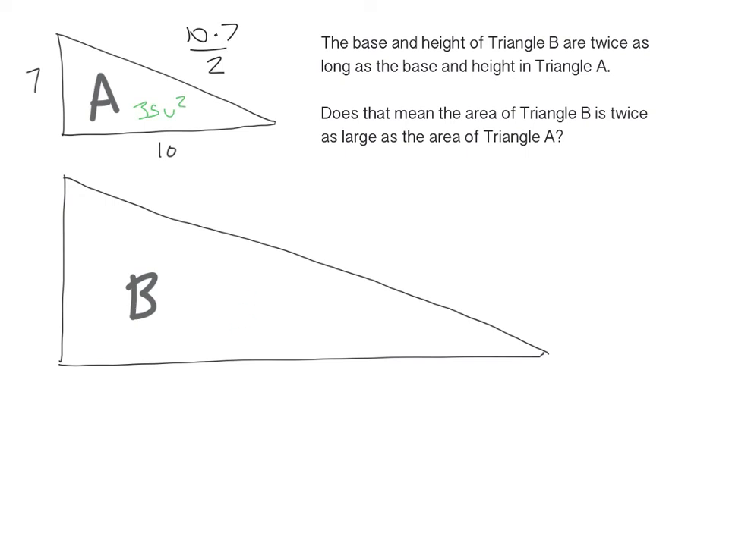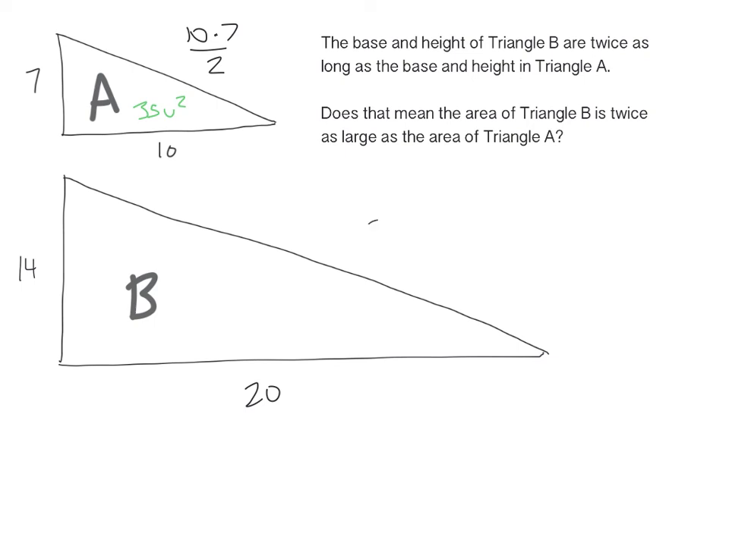So what's the area of B, though? Well, we don't know, but we have enough information to find it because they say the base and the height of B are twice as long as the base and the height in A. So if the base in A is 10, what's the base in B? 20. If the height in triangle A is 7, what's the height in triangle B? It's twice that. It's 14. Okay. So now, though, we've got to figure out, is the area of B twice as much as A? Well, how do we find that? Well, you got to take base times height divided by 2.